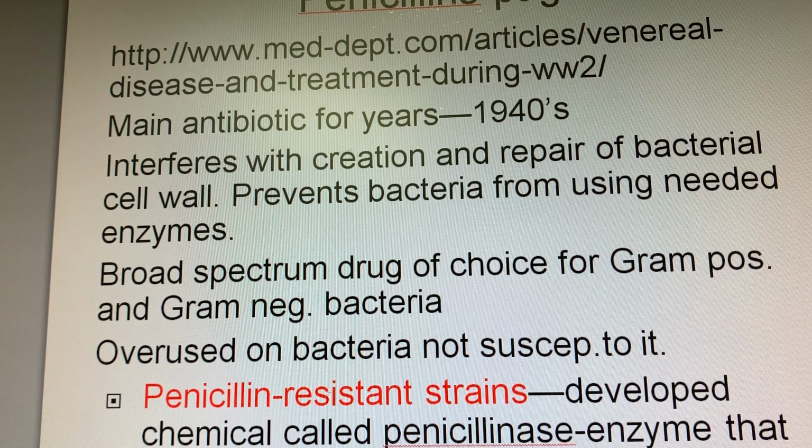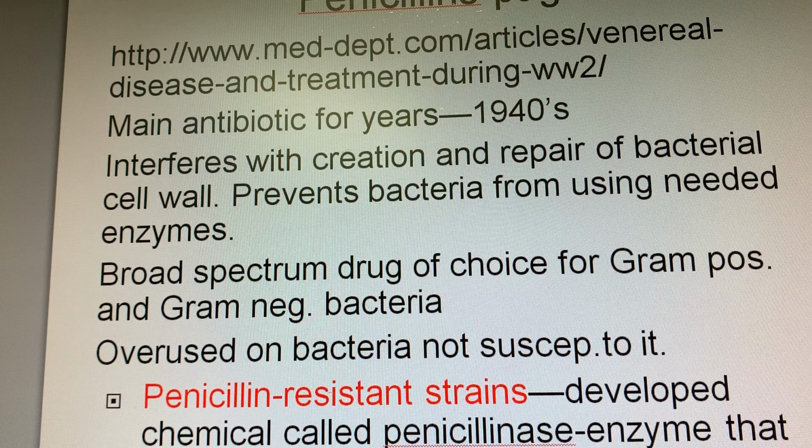I included a link for an article that I thought was very interesting, and it talked about the development of penicillin as a result of venereal disease treatment during World War II. Now, of course, we call them sexually transmitted infections now. They used to be sexually transmitted diseases, and when I was younger, it was just VD. You don't want to get VD.